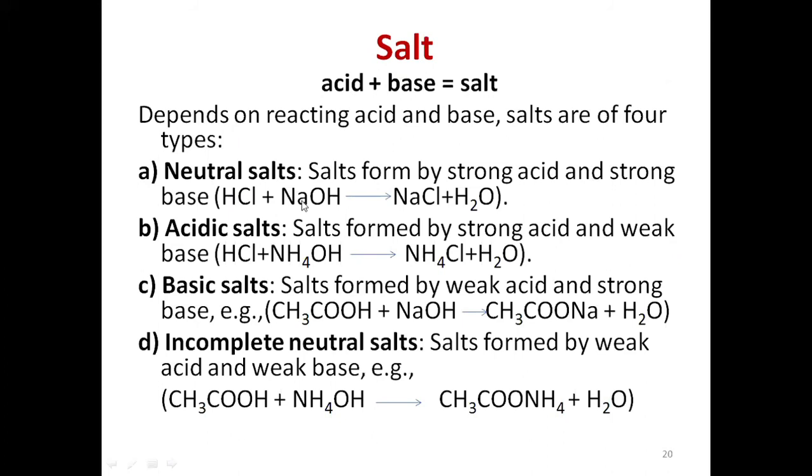For example, for a neutral salt, hydrochloric acid plus sodium hydroxide will produce sodium chloride plus water. For an acidic salt, hydrochloric acid, a strong acid, with ammonium hydroxide, a weak base, so ammonium chloride will be the acidic salt. Basic salt: salts formed by a weak acid and a strong base. The weak acid is acetic acid, an organic acid, and sodium hydroxide is a strong base, producing sodium acetate plus water. Incomplete neutral salts: salts formed by a weak acid and a weak base, for example, weak acetic acid and ammonium hydroxide will produce ammonium acetate plus water.